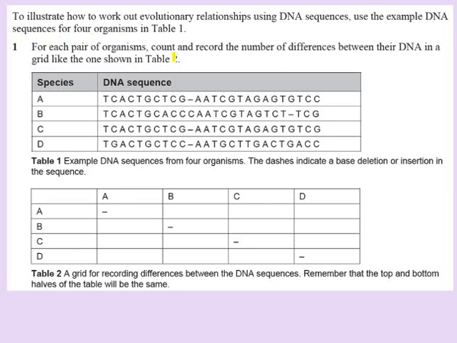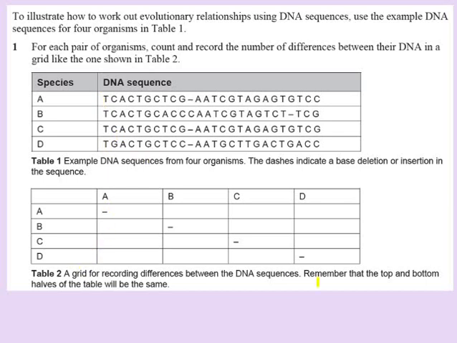For each pair of organisms, count and record the number of differences between their DNA in a grid-like pattern shown in Table 2. Okay, so you'll be going through and seeing how similar A is to B, how similar A is to C, how similar A is to D, and so on and so forth.